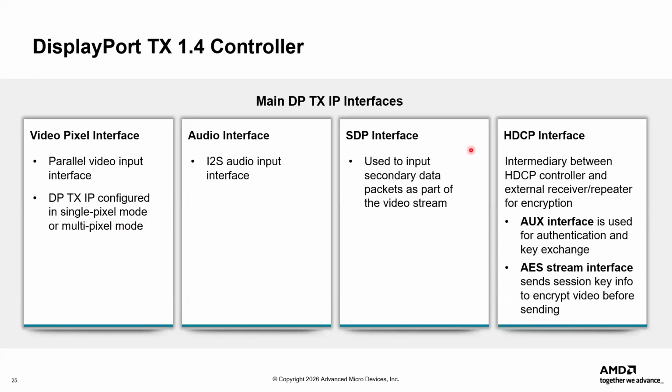And again, the encoding. So this is an intermediate between the HDCP controller and then the external repeater PHY. And this is where the encryption takes place. And I've got a couple of different streams, but this is pretty much already set up from a protocol standpoint as to how the encryption is going to be done.